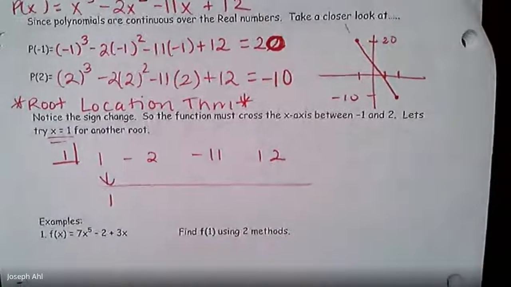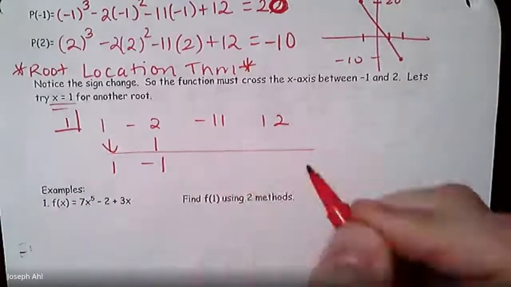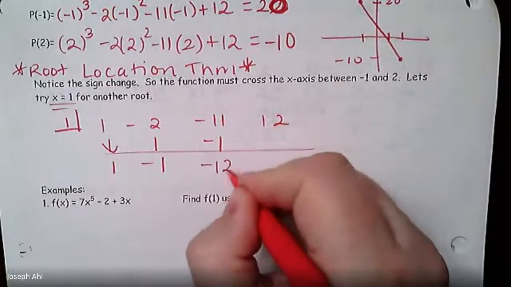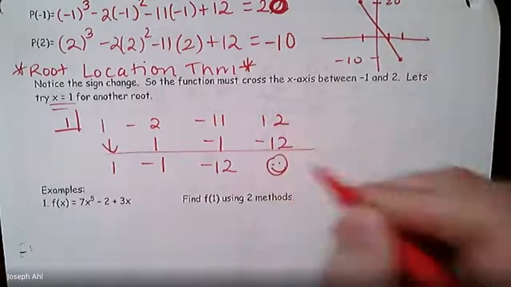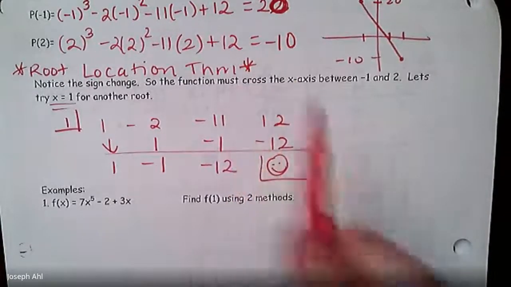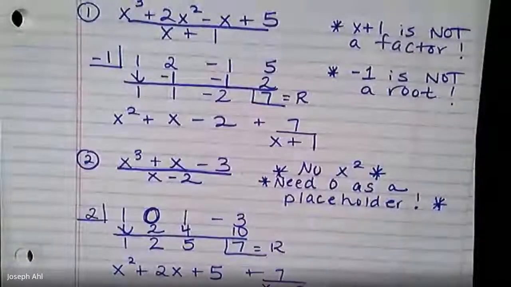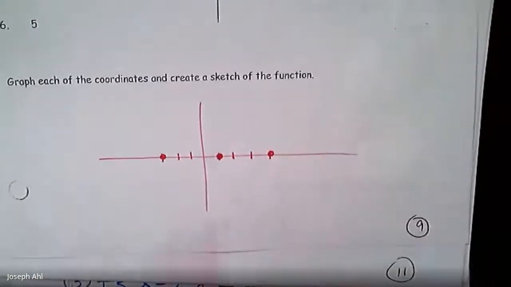Okay, we can bring down that 1. 1 times 1 is 1, plus the -2 above it's -1, times 1 is -1, plus -11 is -12, times the 1 is -12, plus 12 is 0. So 1 is in fact a root. It wasn't in the original list from the front for us to check. So if I wanted to go back and make more of a complete sketch here, we also know that x equals 1 happens to be a root.